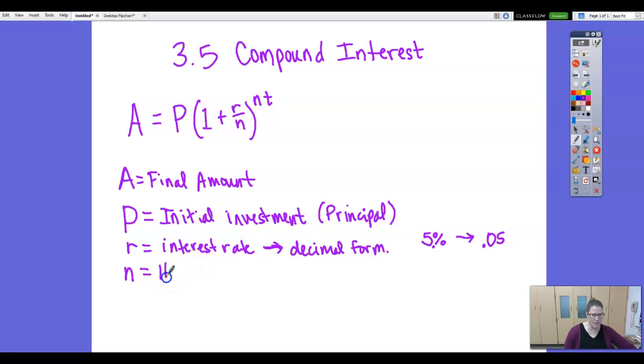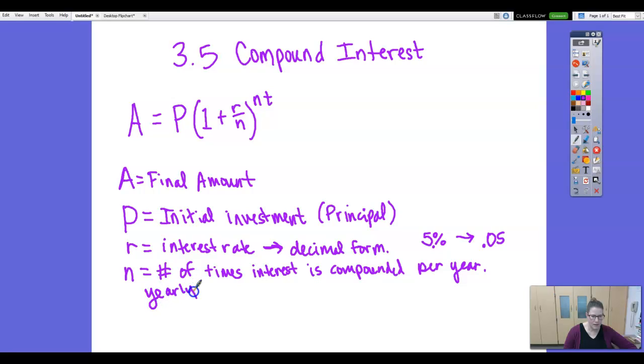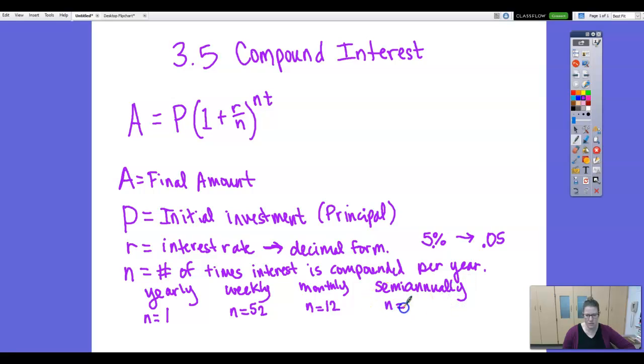N is going to be the number of times the interest is compounded per year, or how often they multiply it out and add more interest. For example, if you're reading a problem and it says that it's compounded yearly, then N is going to equal 1 because yearly happens once per year. If it said weekly, there are 52 weeks in a year, so N equals 52. If it said monthly, monthly happens 12 times a year, so N would be 12. Yearly or annually means the same thing. Semi-annually would mean that N is equal to 2, because that happens twice a year.